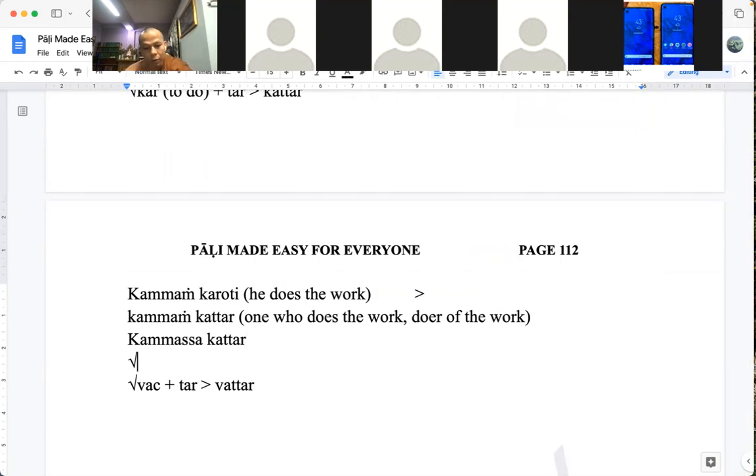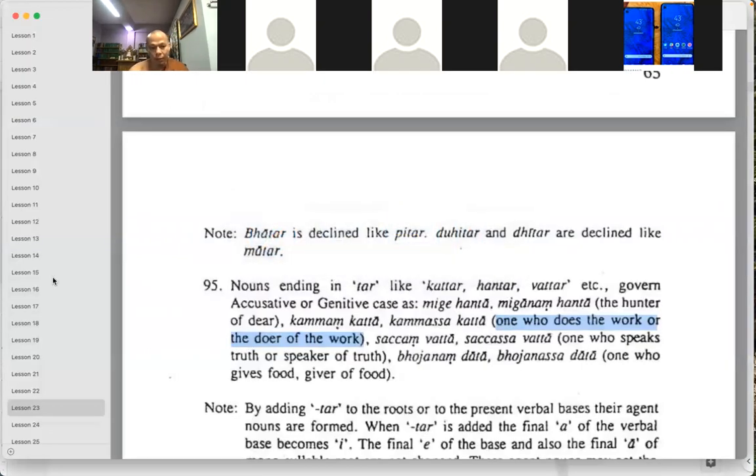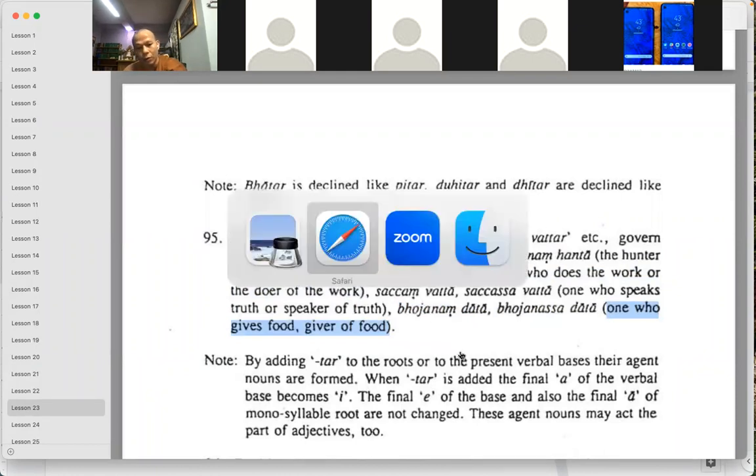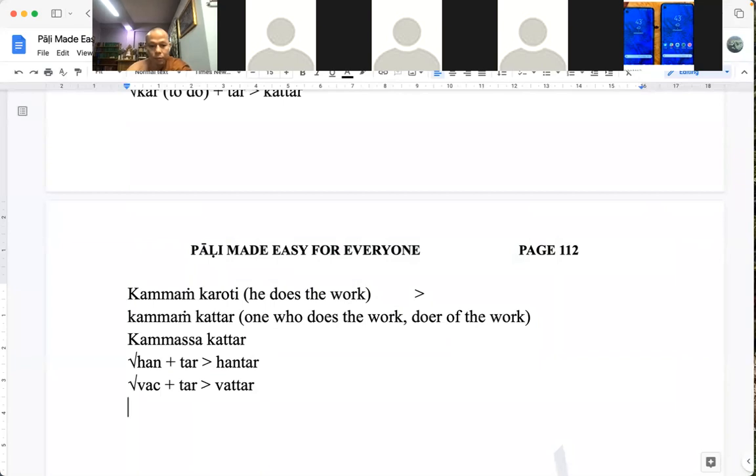The same with hand also. So root hand and the dar. So handar in this way, but with the nominative handar. Okay. So that is the information from this one. And the same way, bojanan data, bojanasa data. So one who gives food or giver of food or donor of food, one who donates food this way. So data also from the root da and the dar. So we have the data as a stem.